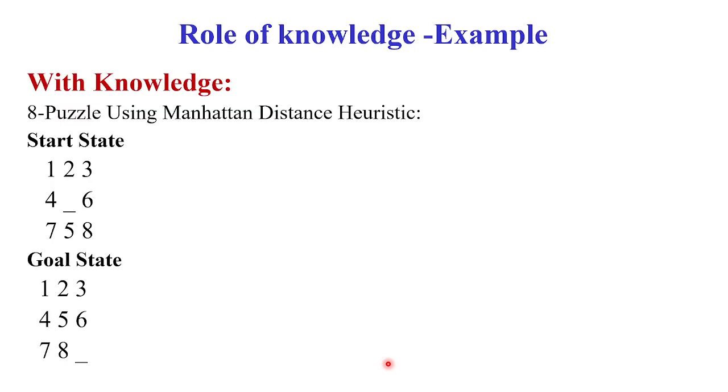So we have talked about without knowledge, right? Now we will talk about with knowledge and see how the agent is going to work. We're going to take the 8-puzzle problem as an example. The heuristic we are using here is the Manhattan distance heuristic. Here, we'll try and solve this step by step.